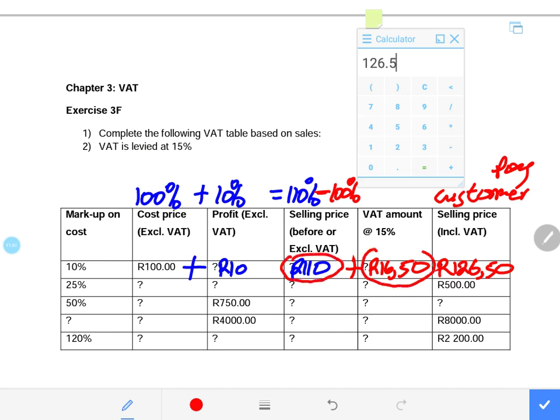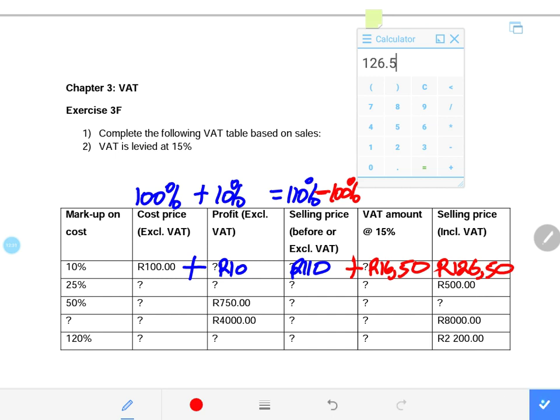The amount of 16 rand 50 cents is the VAT that we are collecting on behalf of SARS. So now this is what we call the VAT output, which is from the sales of the product. We are collecting this on behalf of SARS. In our books, this will be our income, but the customer is going to pay the full 126 rand 50 cents. But on our side, we are going to divide that and say part of that 126.50 is due to SARS, which is 16 rand 50 cents. Then the other one is our selling price or sales income in our books.